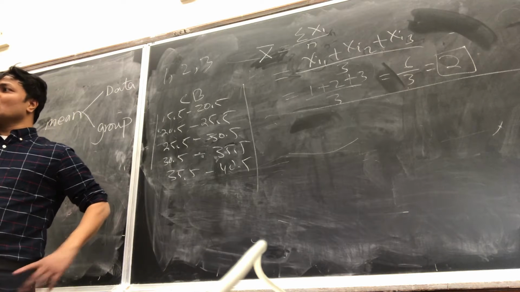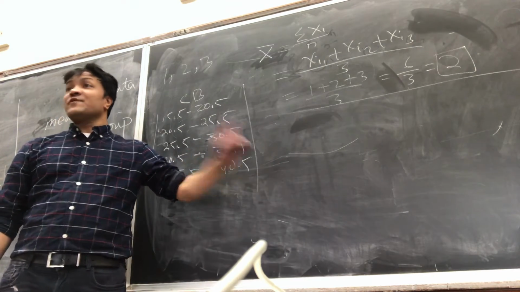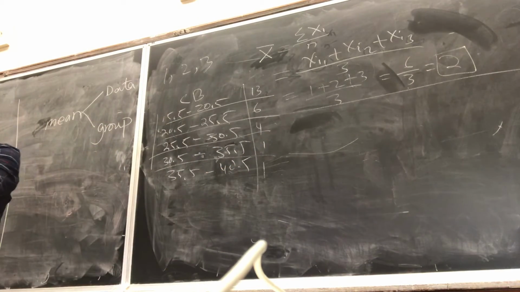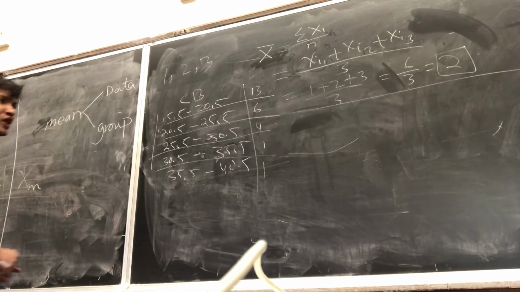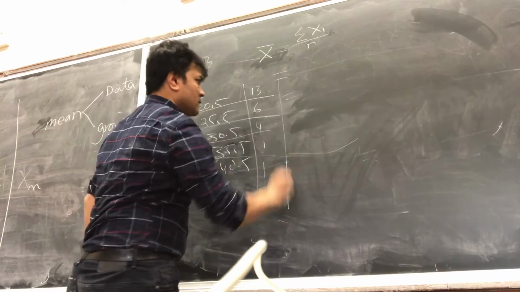We need a few things. We have the class boundaries. We need the frequency. And frequency is always given. So once you have the frequency, what are you going to do next? You need the midpoint because you're going to use this formula. XM means midpoint. M for midpoint. Does that make sense? Okay, so we're going to find the midpoint.